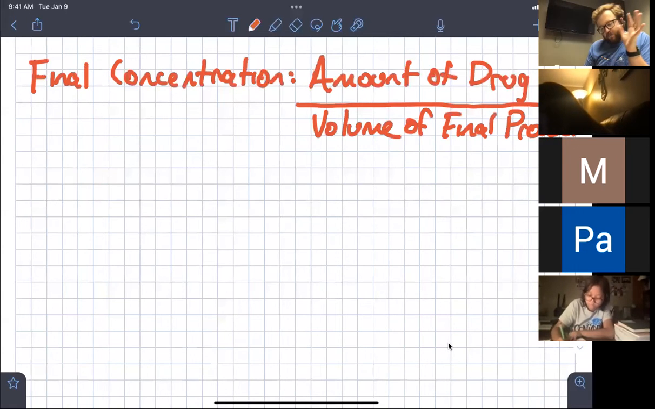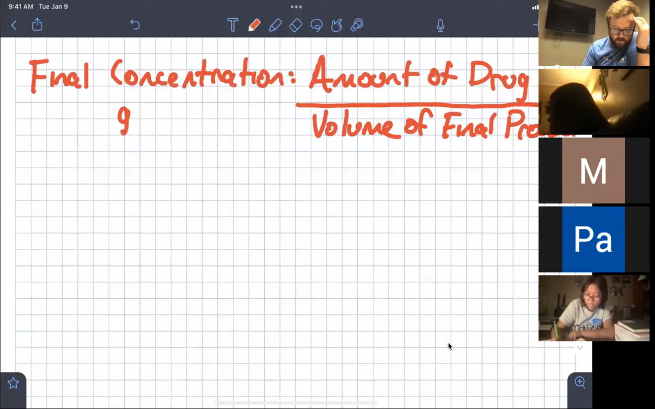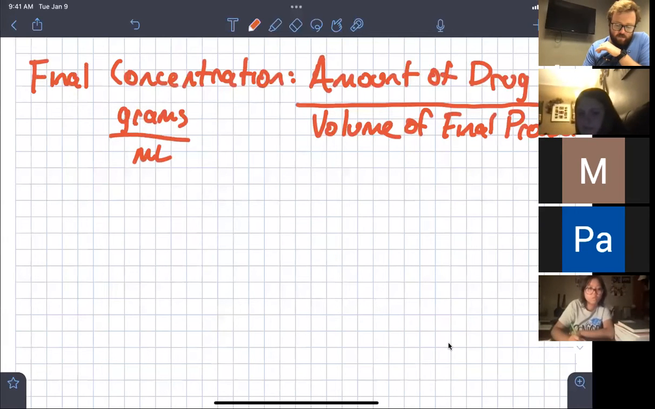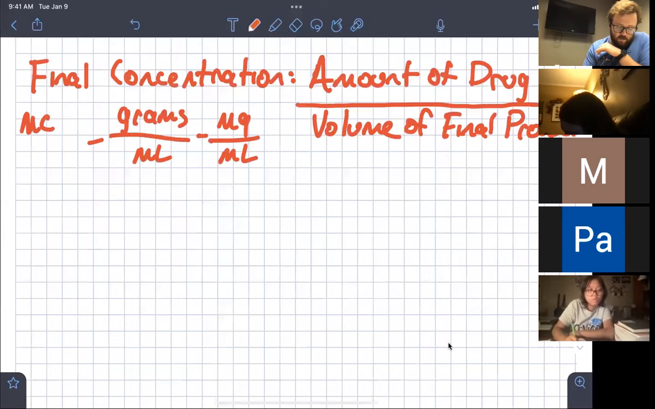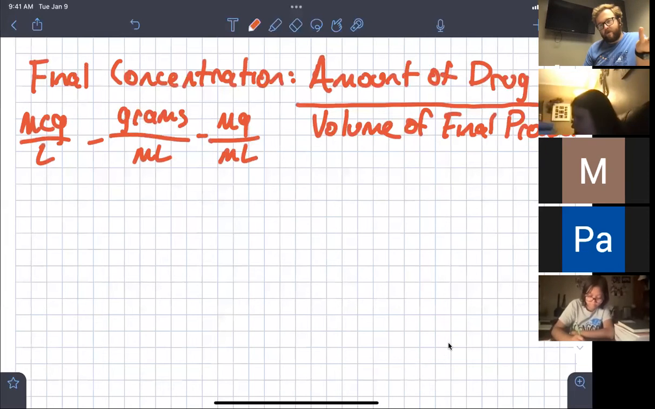Okay, so what I've just written, the final concentration is the amount of drug over the volume of the final product. So, whoa, I just messed up. This could be grams over milliliters. This could be milligrams over milliliters. This could be mcg over liters. It doesn't matter. As long as you have the amount of a drug over the volume of a final product, that is going to be your final concentration.